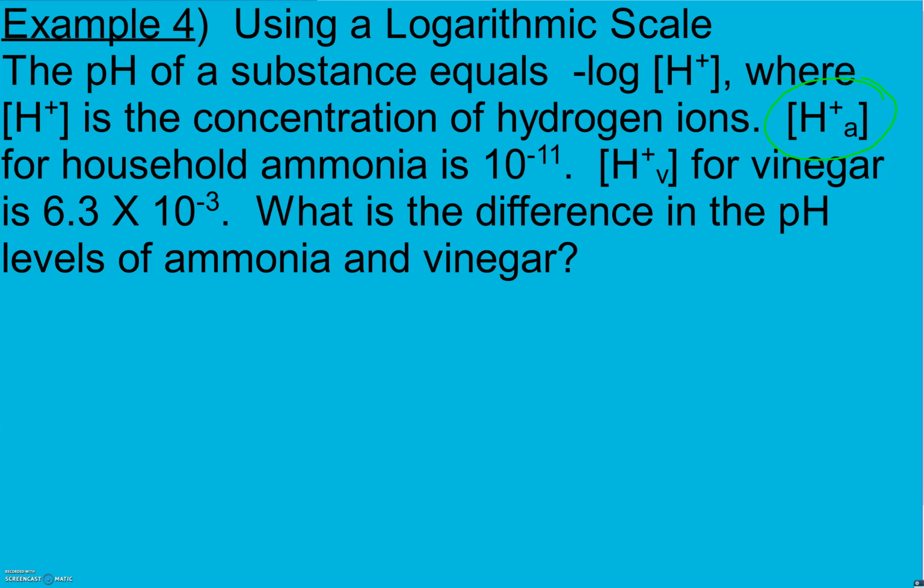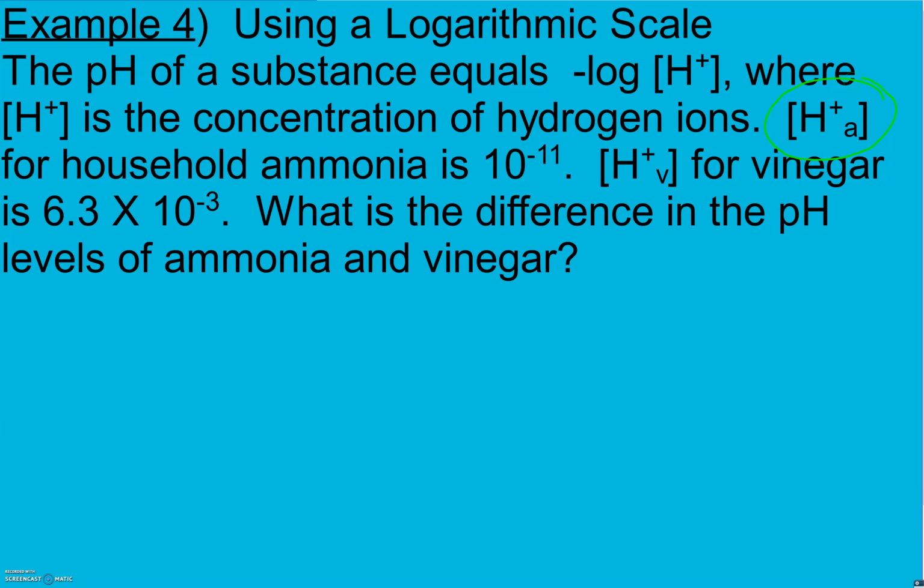I'm going to rewrite this real quick just so we have our positive logarithm in the front, which is going to end up being our vinegar, just to make it a little bit easier to look at. So now I have log of our concentration of hydrogen ions for vinegar minus log of our concentration of hydrogen ions for ammonia.